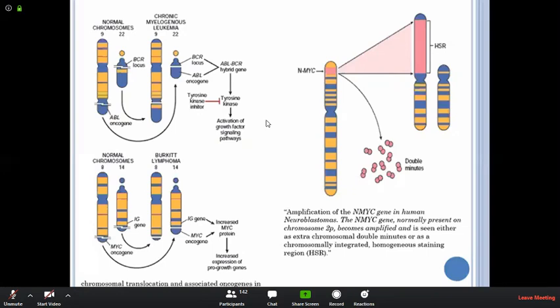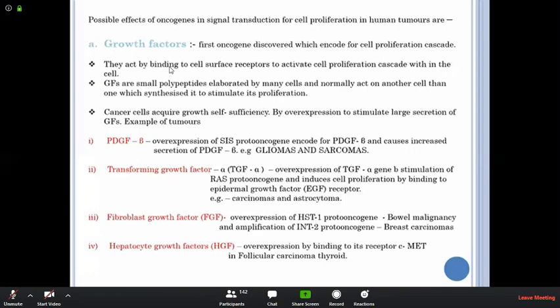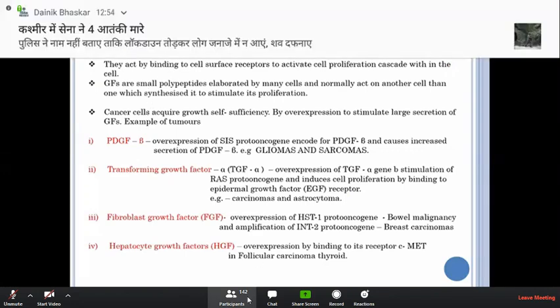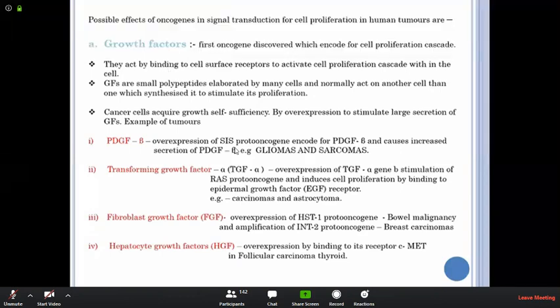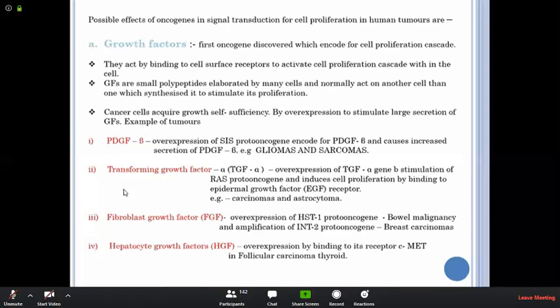The possible effects of oncogene transduction for the cell: the human tumors' growth factors. These are the first oncogenes discovered, which encode the cell proliferation cascade. They act by binding to cell surface receptors to trigger the cell proliferation cascade within the cell.